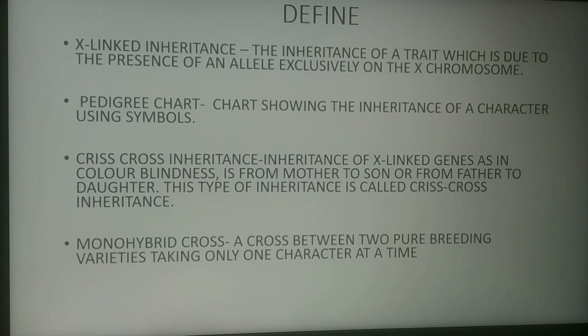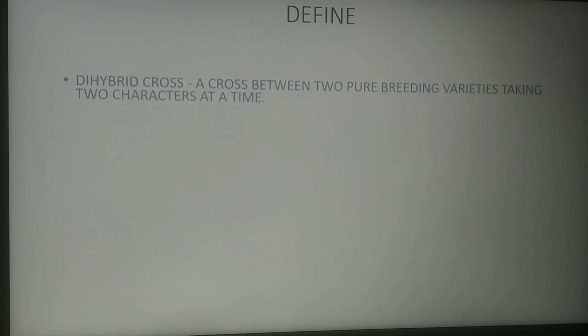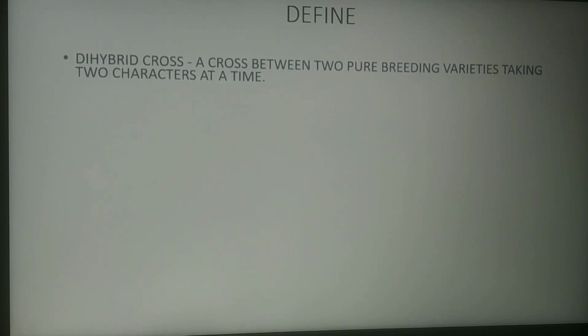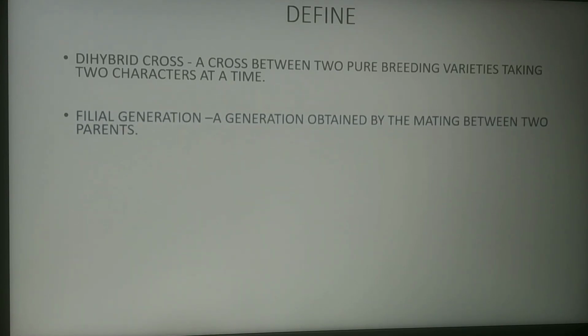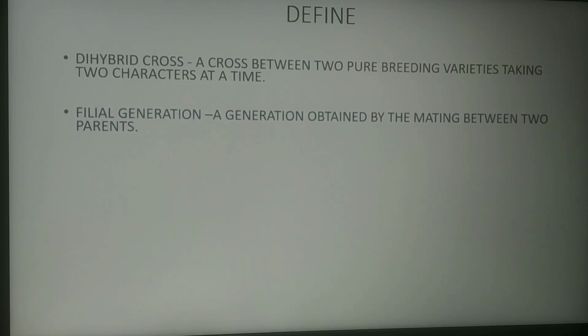Monohybrid cross, a cross between two pure breeding varieties taking only one character at a time. Dihybrid cross is a cross between two pure breeding varieties taking two characters at a time. Filial generation is a generation obtained by the mating between two parents.